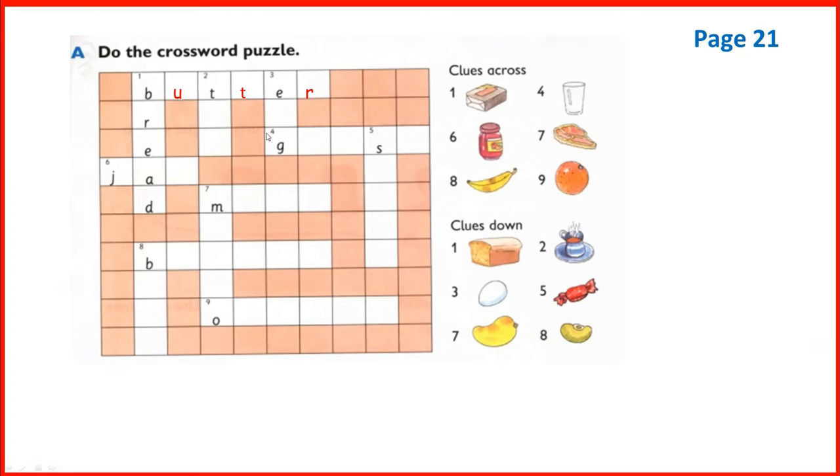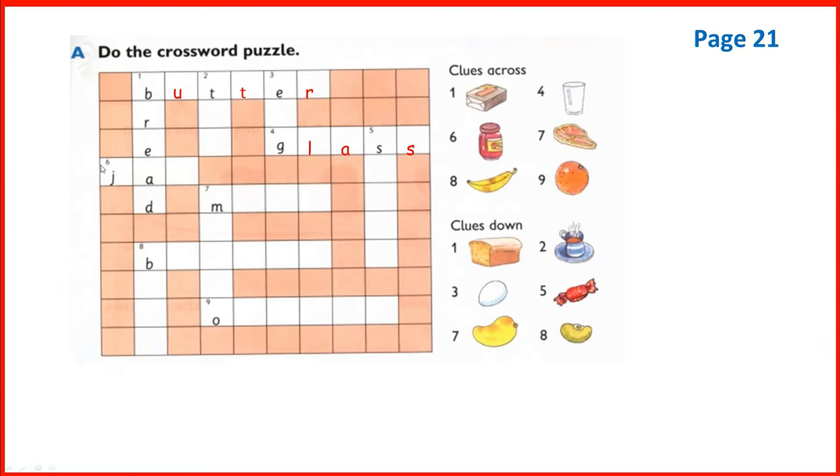Okay, and then number 4. This is number 4. Look at this number, this is 4. And you have to put the letters across. And what's this? Yes, this is a glass. After G you have to put L. Yes, after L you have to put A, then S, then again S. Yes, this is the spelling of glass, G-L-A-S-S, glass.